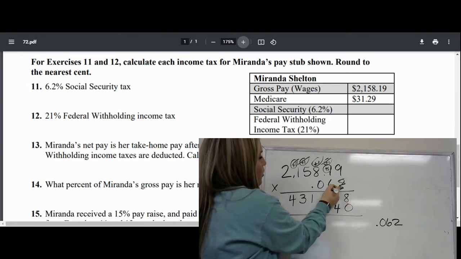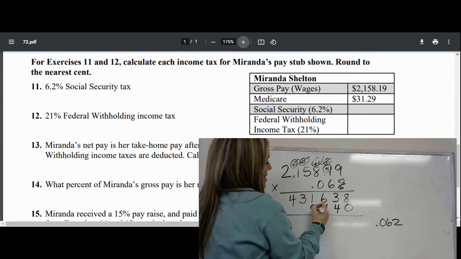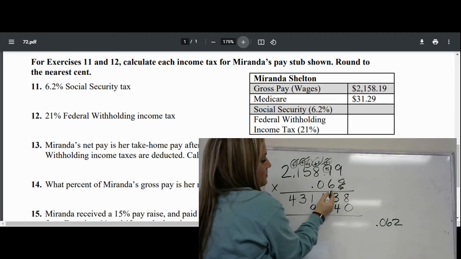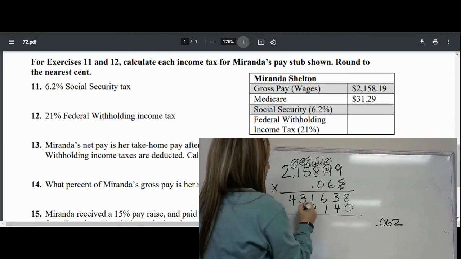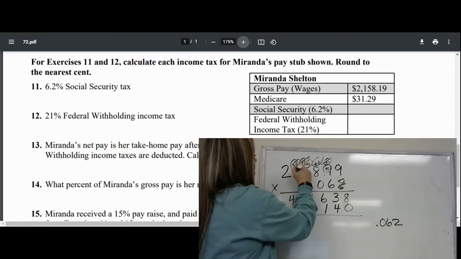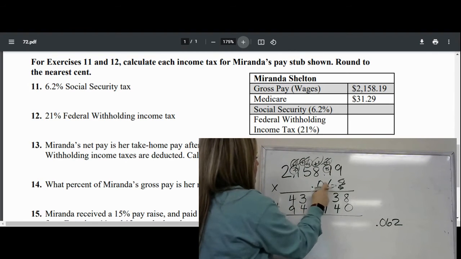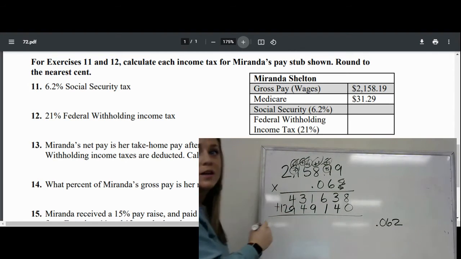6 times 8 is 48, plus 1 is 49. 9 can stay. 4 has to go. 5 times 6 is 30, and 30 plus 4 is 34. 4 can stay. 3 has to go. 1 times 6 is 6, plus 3 is 9, and 6 times 2 is 12.